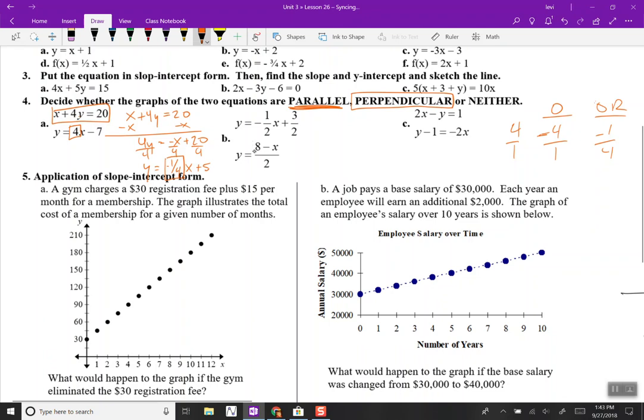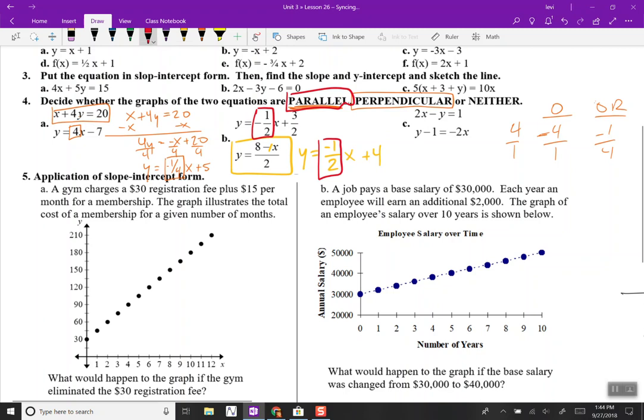B is a little bit tricky. When this is 2, we need to divide everything by 2. So this equation right here is the same as y equals 4. I'm going to rewrite this. This is also a negative 1, so this is negative 1 divided by 2 times x, and 8 divided by 2 is 4. So that's the same equation. So what do you notice? Negative 1/2, negative 1/2, they're parallel lines then.